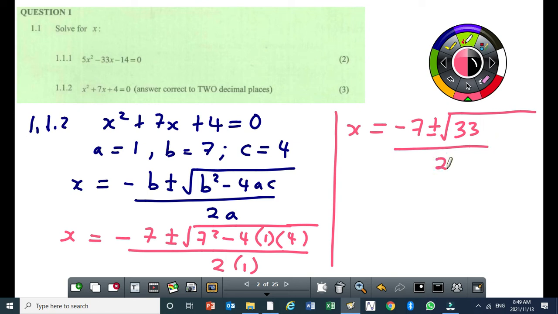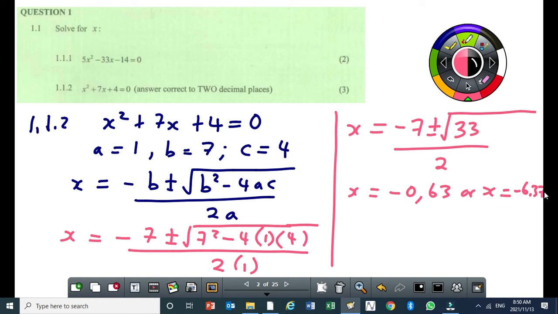Can someone also simplify that for us? x is equal to negative 0.63. Negative 0.63. Or x is equal to negative 6.37. Right? So that's step 4.